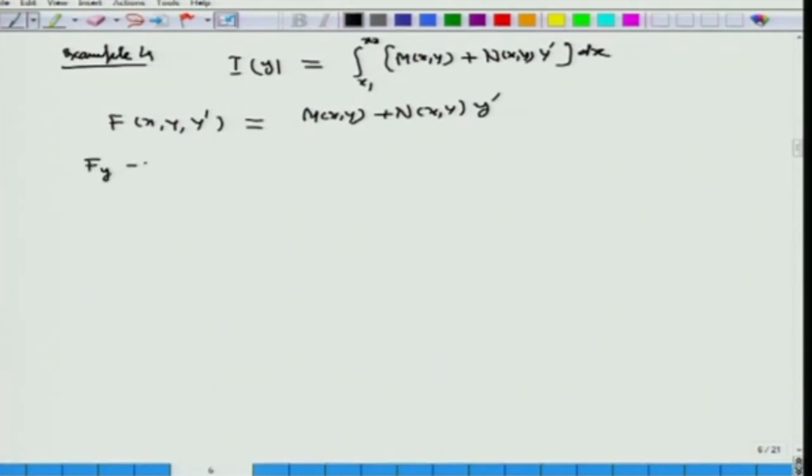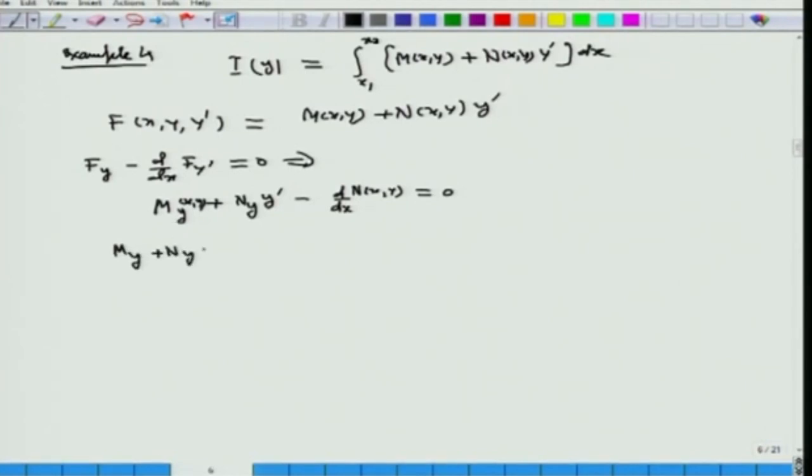So, Euler's equation f_y minus d by dx of f_y' equal to 0 implies M_y plus N_y y' minus d by dx of N(x,y), here all these are functions of x and y, equal to 0. So, that is M_y plus N_y y' minus, now this is the total derivative of N(x,y), which first gives you N_x minus N_y y' equal to 0. So, this cancels here, and we get M_y minus N_x equal to 0.